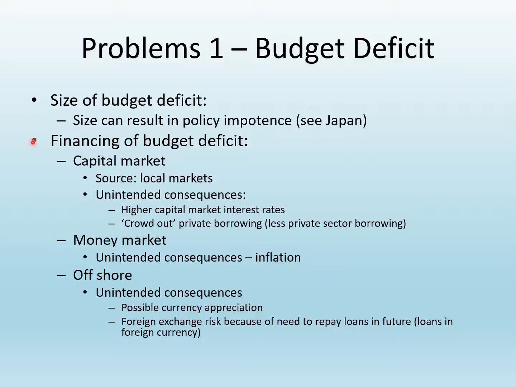The second problem that emerges from discretionary fiscal policy is how you pay for the budget deficit. And this too can have unintended consequences. If you want to pay for the budget deficit, and this is repeating from what we saw in an earlier slide but with a little more detail, in other words, you want to get the money to pay for the difference between expenditure and taxes, you can do it in one of three ways.